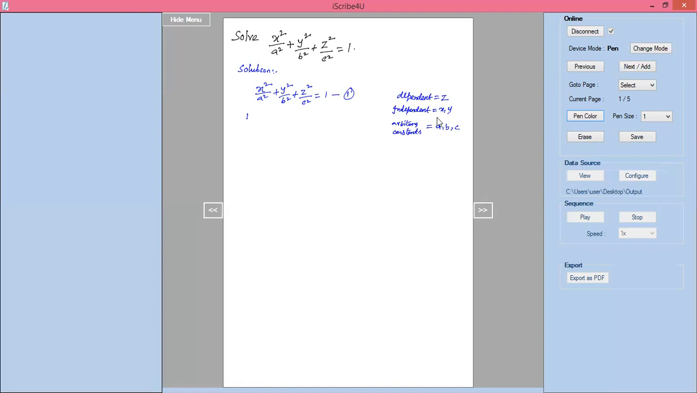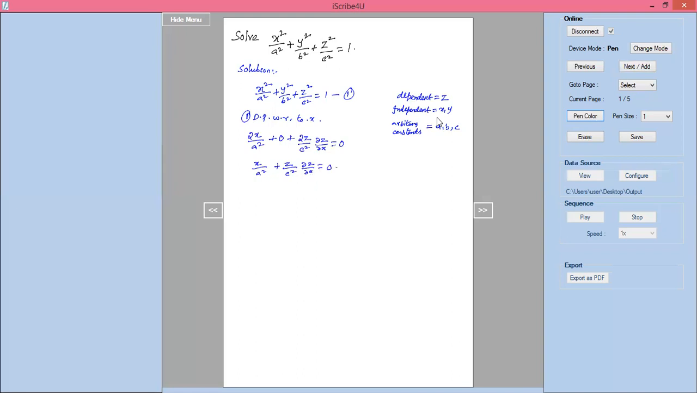Now I'll take equation 1. Differentiate partially with respect to x. Differentiation of x square should be 2x by a square. y square by b square should be 0. z square should be 2z by c square into dou z by dou x, equal to 0. If I take 2 common and send it to that side, I'll get x by a square plus z by c square into dou z by dou x equal to 0.